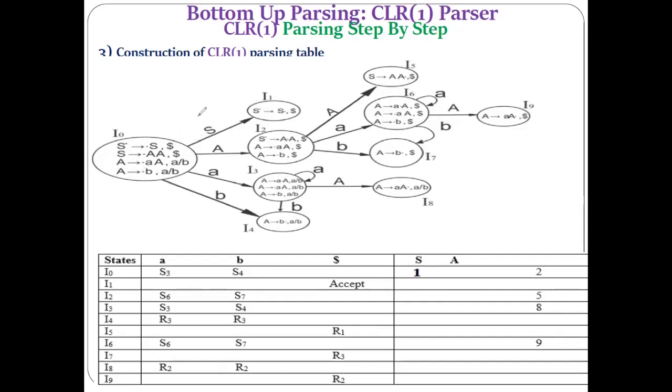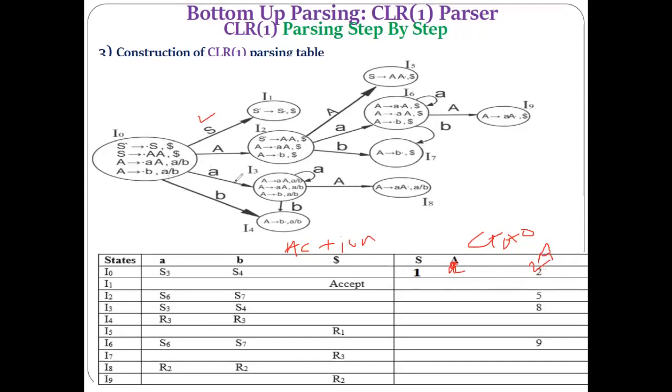Now, if you see I0, you are going to I1 on the non-terminal S. That is the reason below this S, this is your action part, and this is your go-to part. Whenever there is a movement from one state to another state on a non-terminal, you have to add the entry in the go-to part. So here I0 on non-terminal S going to I1, so below the S, we add the 1. Then I0 on the non-terminal A going to I2, that's why below the A, we add the 2.